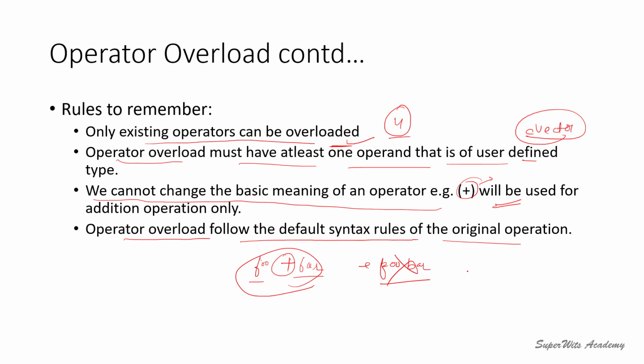Similarly, if I wanted to change the sign of the operand, say I wanted minus foo, that means at least one operand is going to be there. This is a unary minus operation. It means whatever the values are in x and y, they should be negated. So -3 and -1 would be the values in this case. This is how the original default syntax rule should be followed with your operator overloading as well.